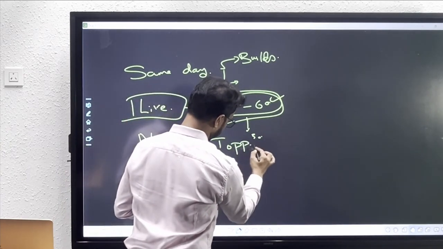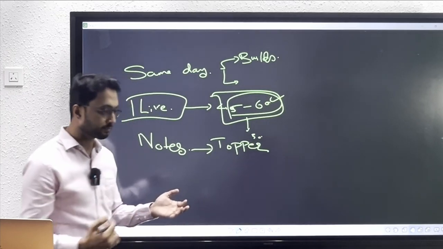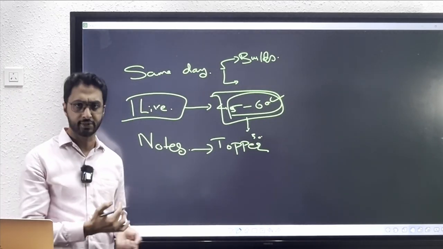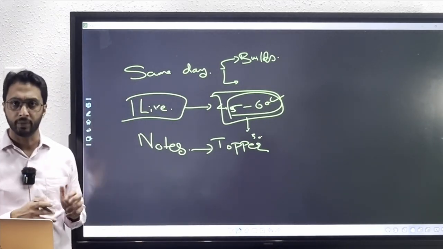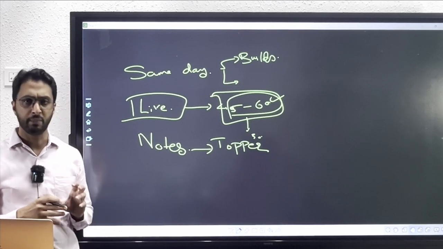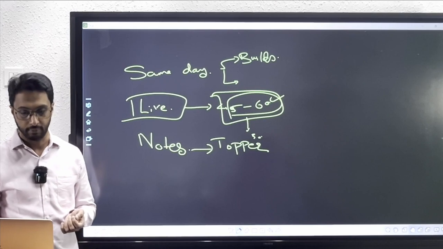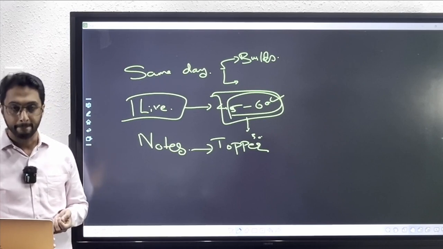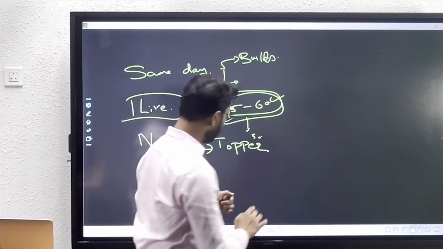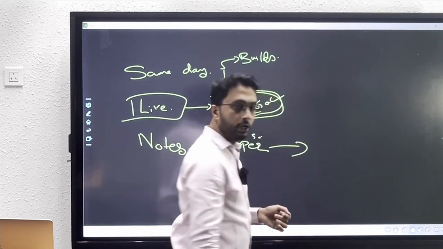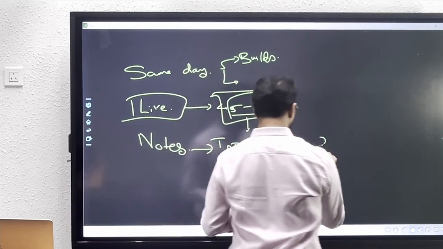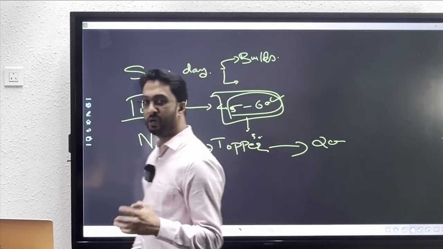Any topper, you ask them after the exam, after the results come, they say that I had my own notes, especially my own lecture notes. That made it very easy for me to quickly review the core areas. And very importantly, like I told you, the moment you have your notes with you, you can review the whole 2-hour lecture in 20 minutes.